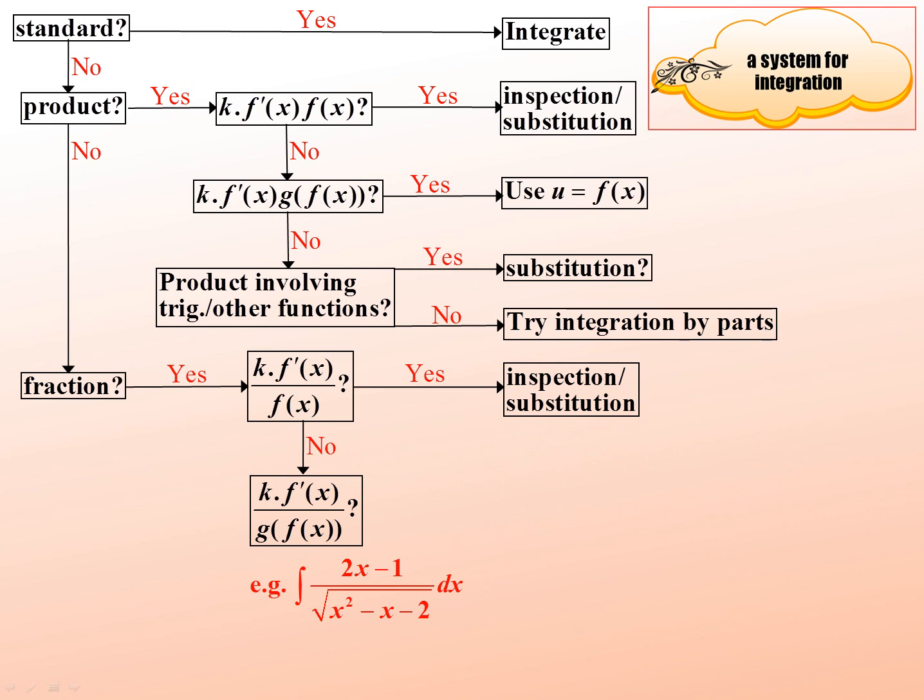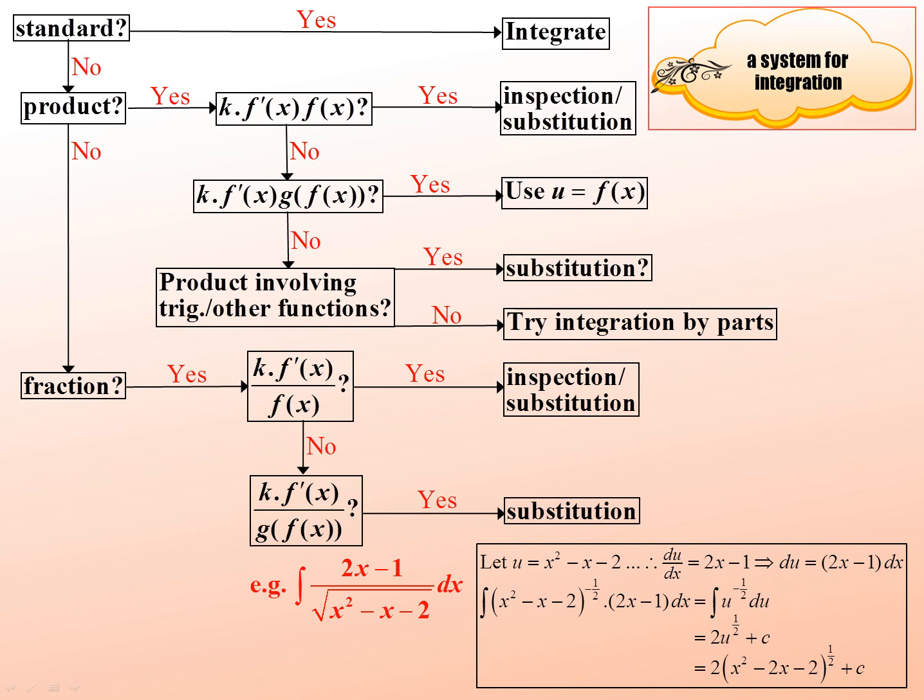But when I look at this, I say, well, the derivative of x squared minus x minus 2 is 2x minus 1. So yes, this here is your f prime of x, where that's the f of x. So I'm going to do a u substitution as well. Yes, I'm going to substitute. I'm going to have u equal to x squared minus x minus 2. There we are. That means du by dx, therefore du is 2x minus 1 dx.